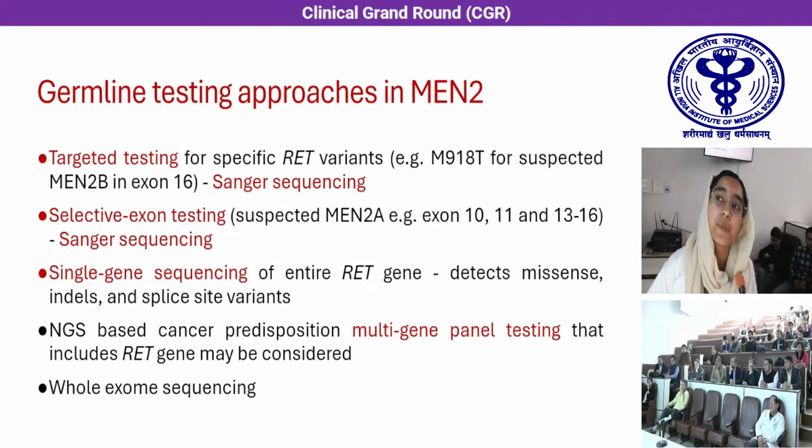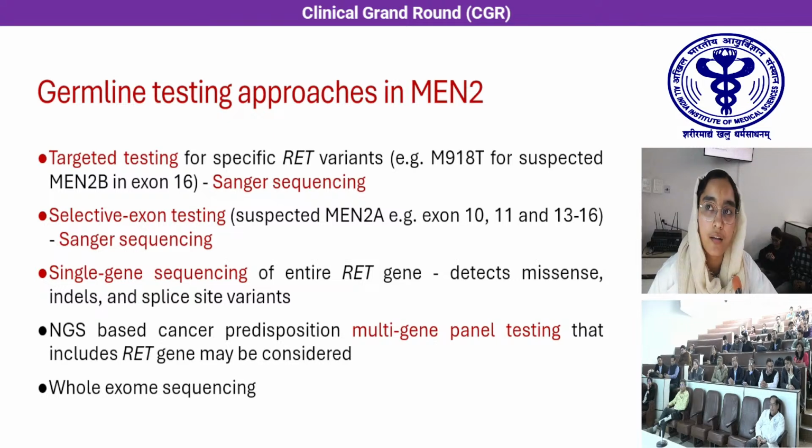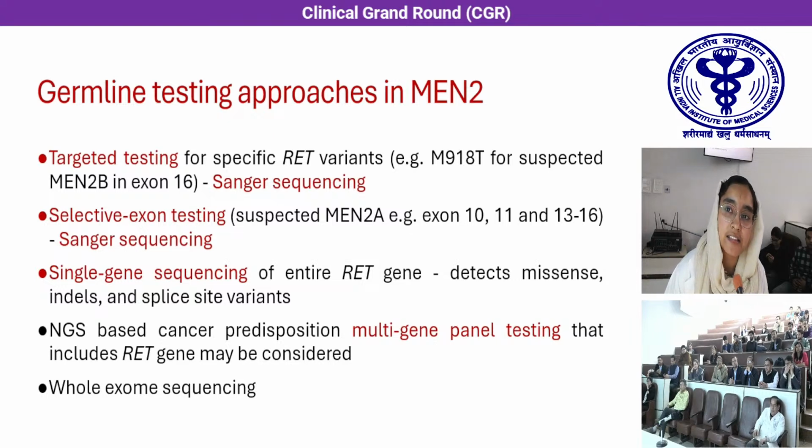Otherwise, if we have a clinical suspicion of MEN2A, we can directly go with selective exon sequencing of exons 10, 11, or 13 to 16 through Sanger sequencing. Or if the targeted testing is negative, we can go with single gene sequencing of the entire RET proto-oncogene, which can detect missense, indels, and splice site variants. But since the RET proto-oncogene has approximately 20 exons, we have to do the sequencing through a next generation sequencing based technique, either by multi-gene panel testing or whole exome sequencing.